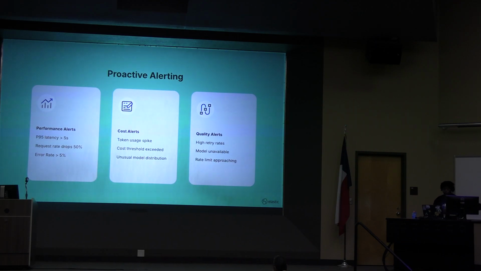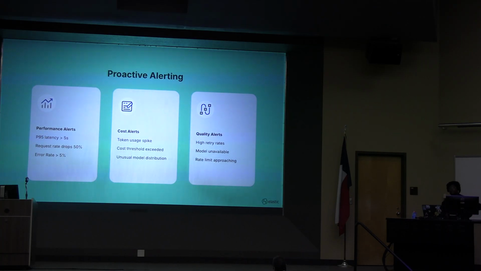If the request rate drops below 50%, if the error rate is above 5%, then you can also get cost alerts. Token usage spikes, you can know immediately. You can see if the cost threshold has been exceeded, and you can see unusual model distribution.